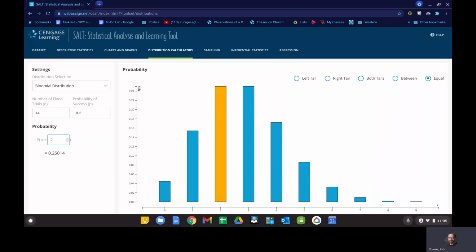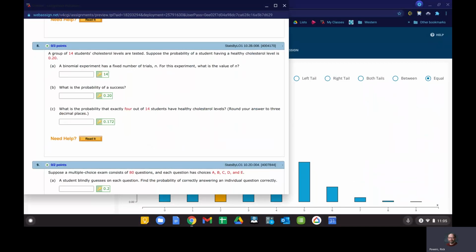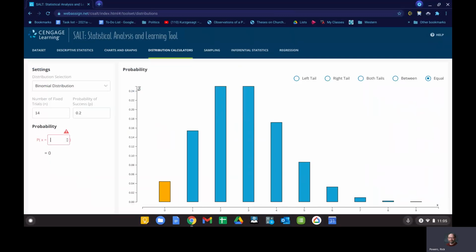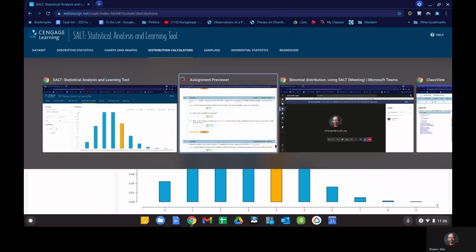Now, if I want to answer the homework question, and most people are interested in answering their homework questions, the homework question says, what is the probability that exactly 4 out of the 14 students have healthy cholesterol? And I'm supposed to round it off to 3 decimal places. So then if I say, well, exactly 4, that's just the number 4. So that's 0.172 when I round off, and that's the answer.